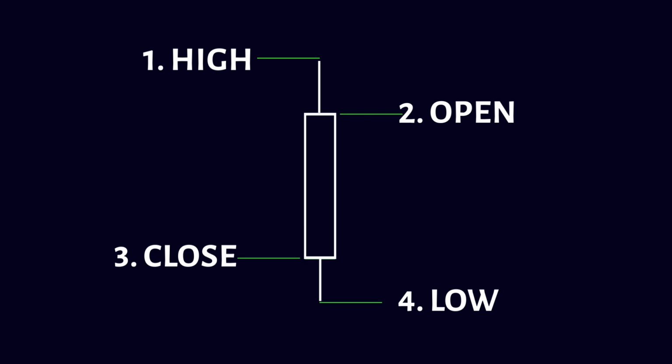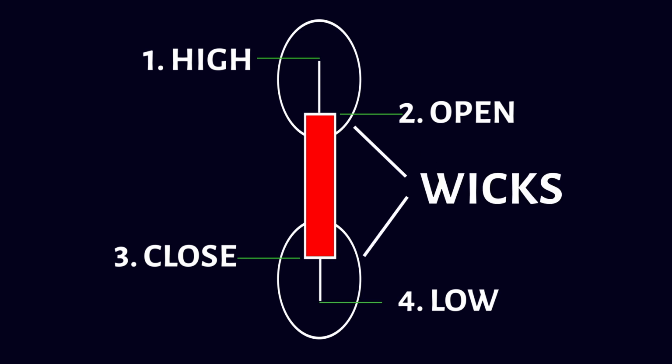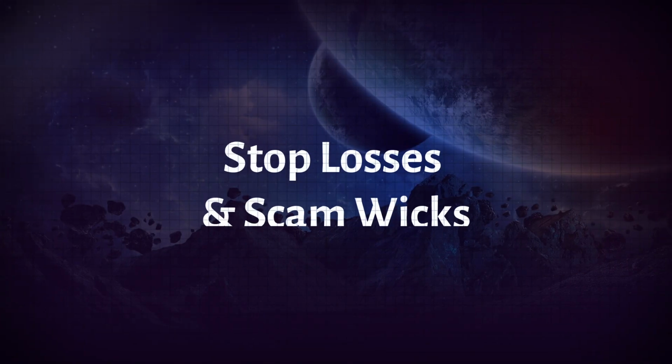The real body represents the space between the open and the close. If the close is higher than the open, it's a bullish candle, which is green. If it's lower than the open, the candle is bearish and it's red. The upper shadow of the chart represents the space between the open close and the high, and the lower shadow represents the space between the open close and the low price. The shadows can also be referred to as wicks, and hence where the phrase scam wicks come from, because the price wicks in either direction momentarily, caused by the scamming party or individual.